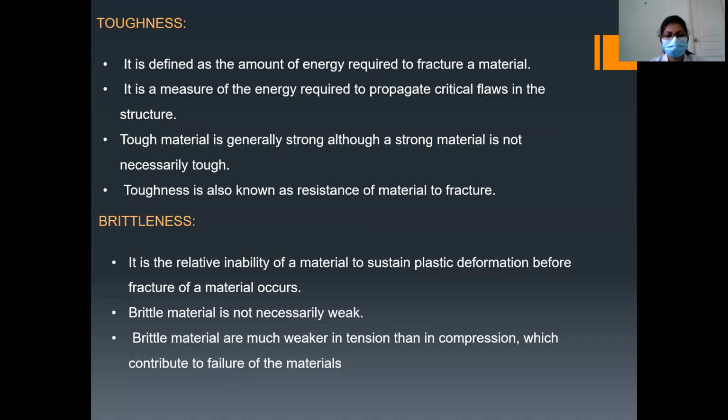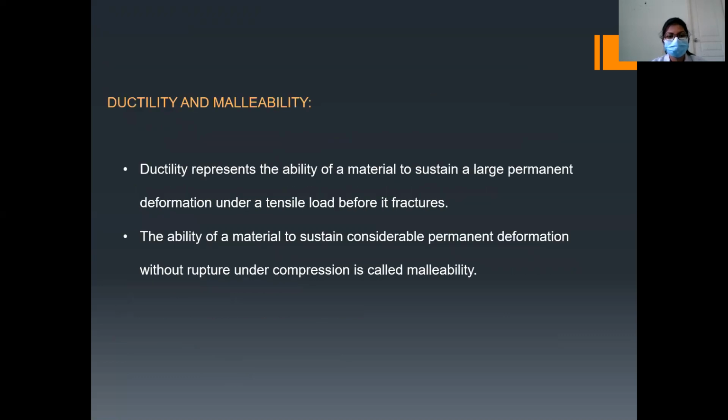Brittleness. It is the relative inability of a material to sustain plastic deformation before fracture of the material occurs. Brittle material is not necessarily weak. Brittle materials are much weaker in tension than in compression, which contributes to failure of the materials.